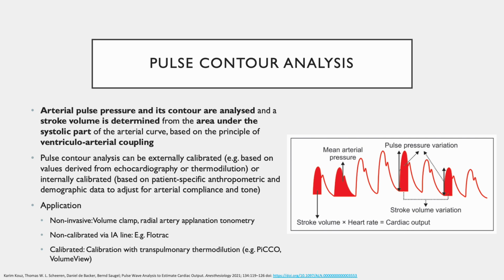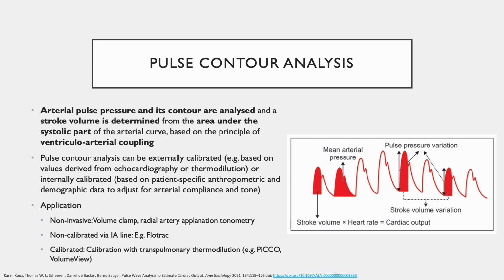So starting with pulse contour analysis or pulse wave analysis, these methods derive stroke volume from the area under the curve of the systolic portion of the arterial waveform, as shown in the diagram here on the right. So this is the stroke volume derivation from the systolic upstroke. This is based on the principle of ventricular arterial coupling, where a pressure signal is extrapolated to a volume based on internal or external calibration, which will be discussed further.